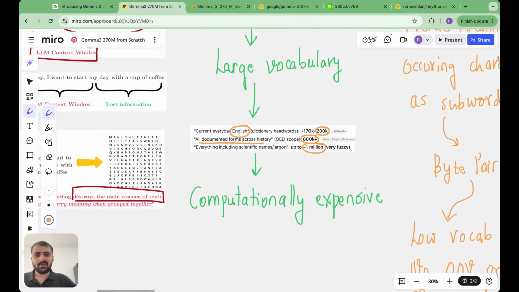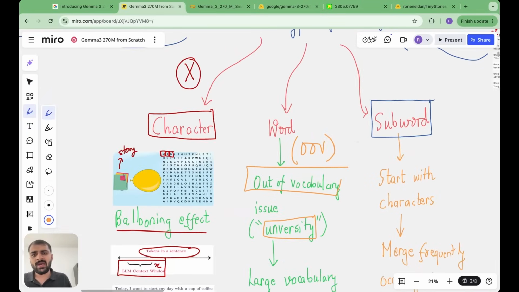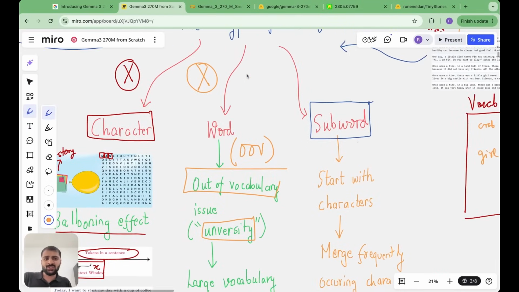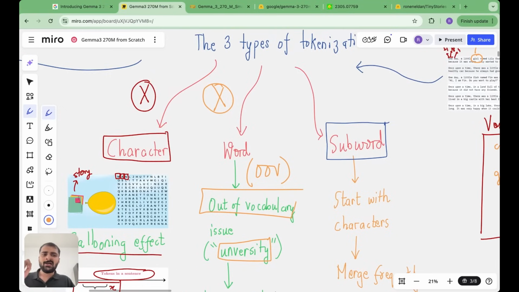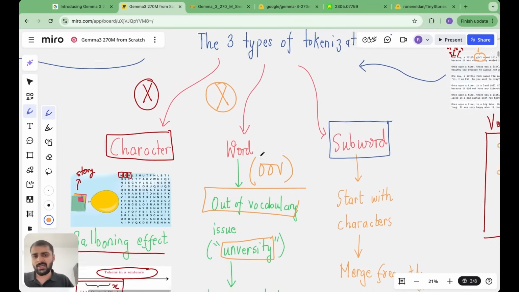And as we will see later, the more the vocabulary size you have, the more computationally expensive pre-training actually becomes. So we will not go ahead with word-based tokenization as well. There is a third tokenization scheme, which is the best of both worlds. That's called the subword tokenization scheme. So the subword tokenization scheme solves the issues which are present with both character as well as word level tokenization.